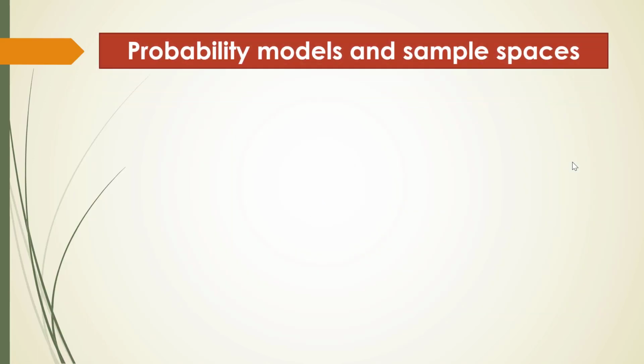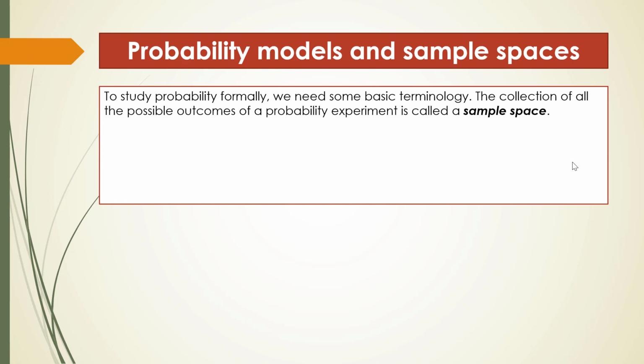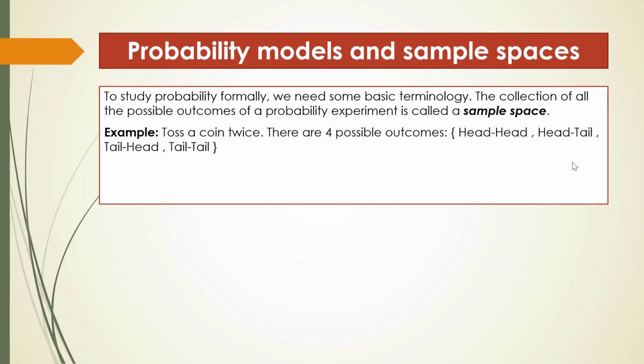Probability models and sample spaces. To study probability formally, we need some basic terminology. The collection of all the possible outcomes of a probability experiment is called a sample space. For example, when you toss a coin twice, there are only 4 possible outcomes: HH, HT, TH, and TT. So here the sample space is notated as capital S, and S is a collection of 4 ordered pairs: (H,H), (H,T), (T,H), and (T,T).